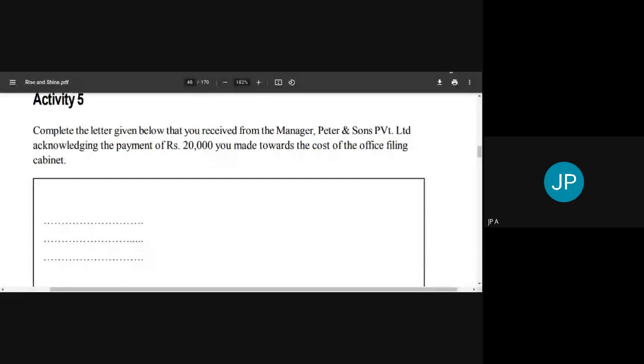Activity 5 is an acknowledgement letter. Okay, so this is actually a continuation of the order that we sent for a cabinet. Now we made a request for a cabinet, that is, we ordered a cupboard.